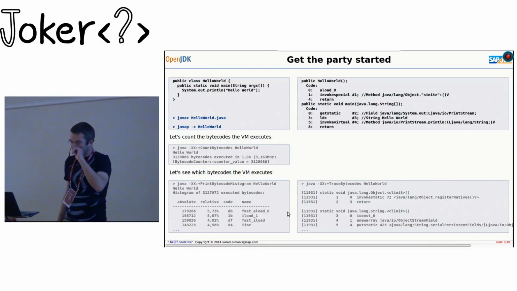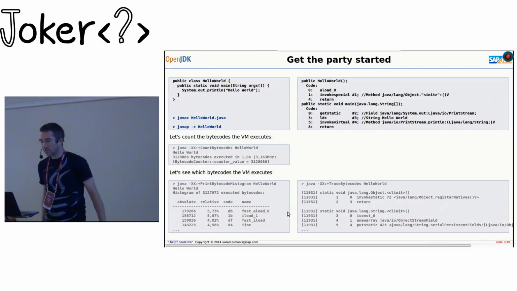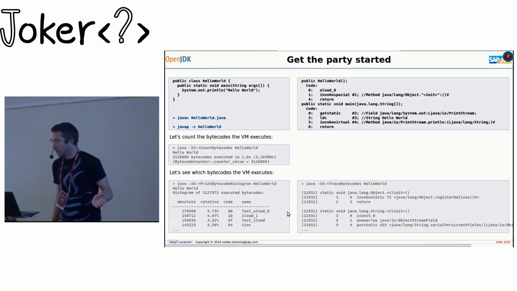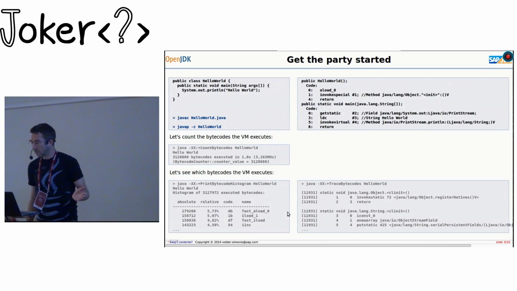So now let's get to the code. We start with a very simple hello world program. On the left side you see the Java code. On the right side you see the bytecode, which you can look at with the javap command. You see the hello world program contains about 8 bytecodes.